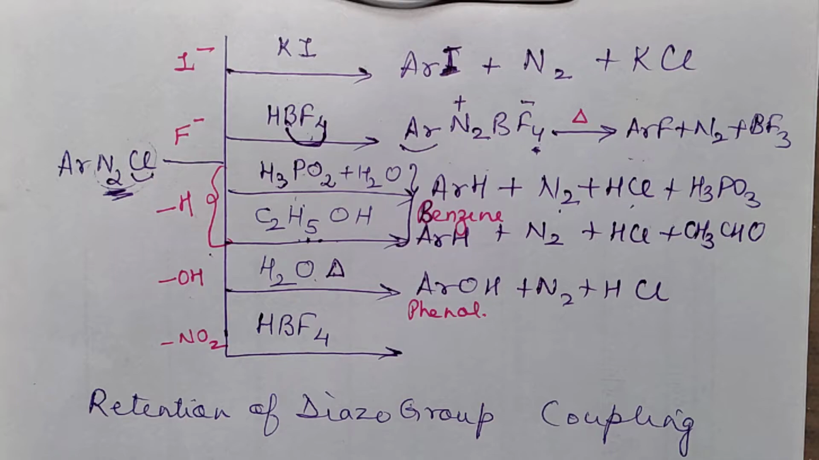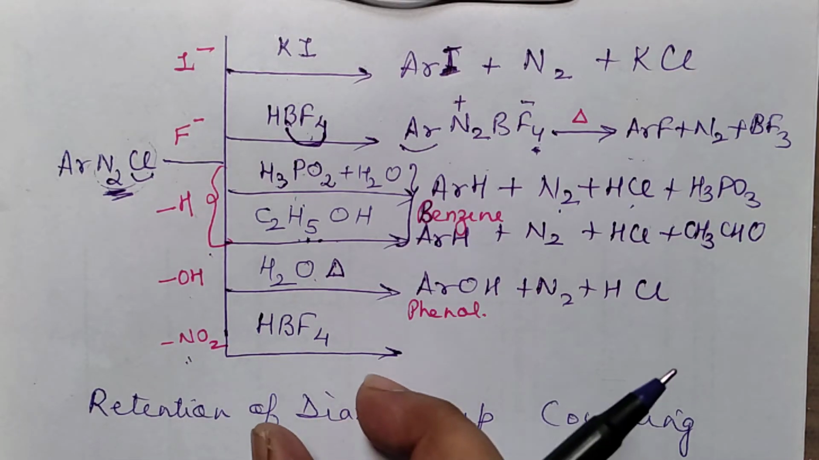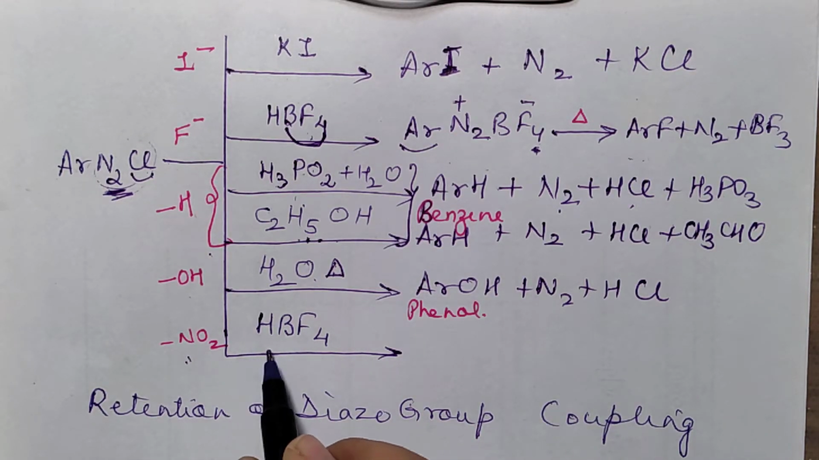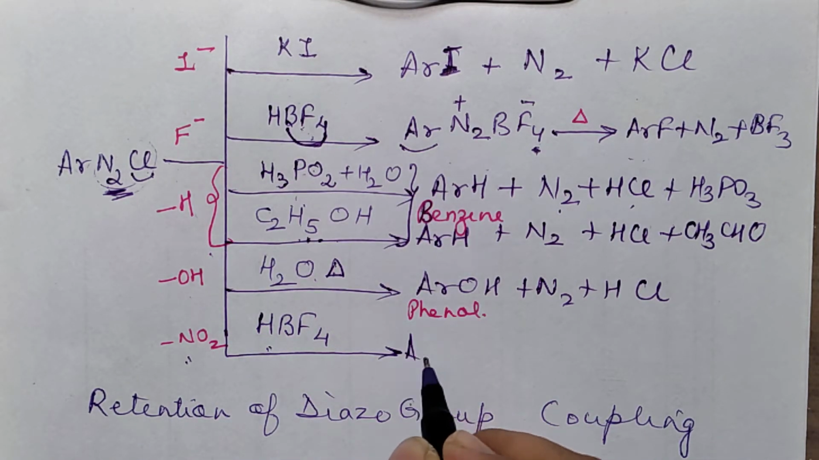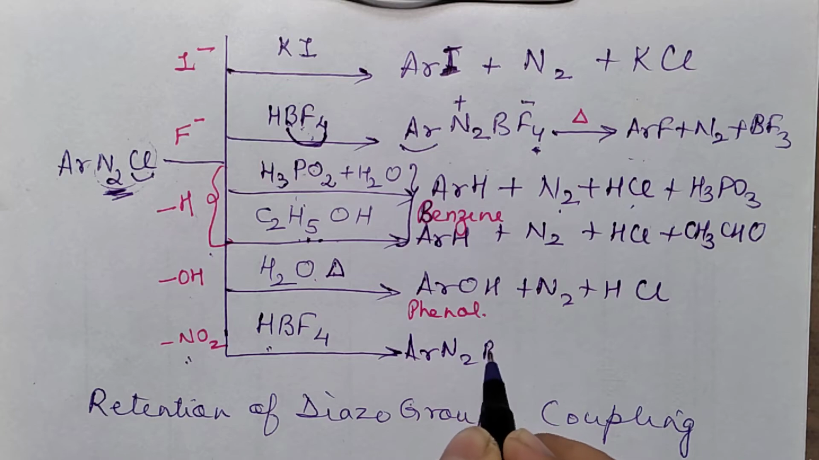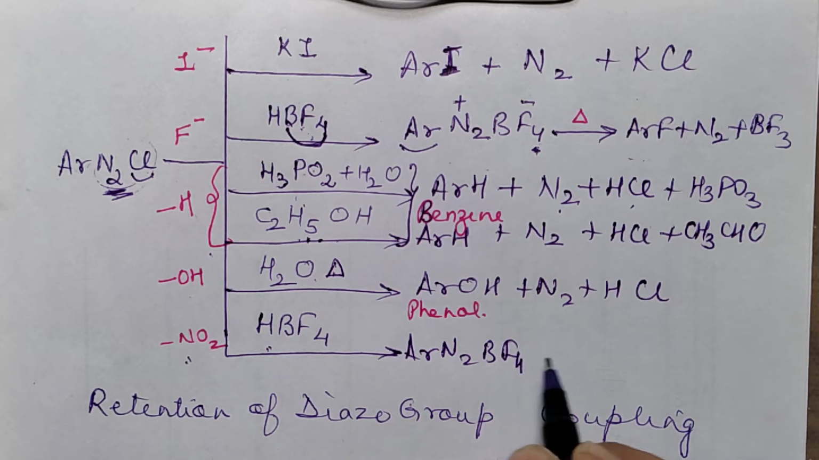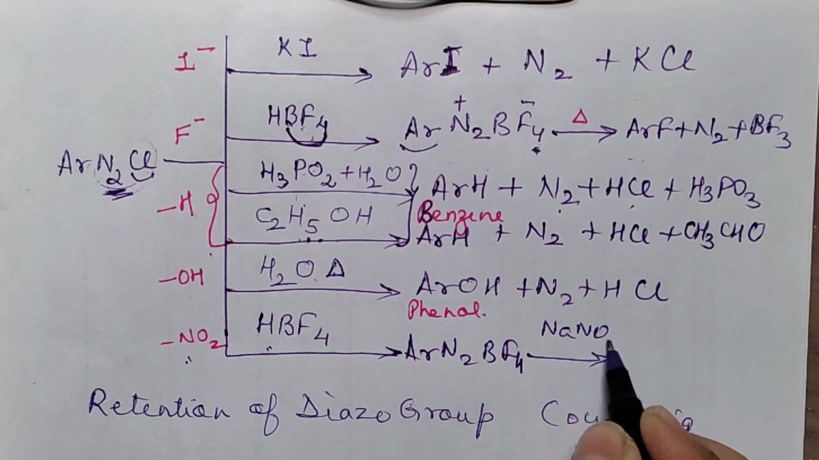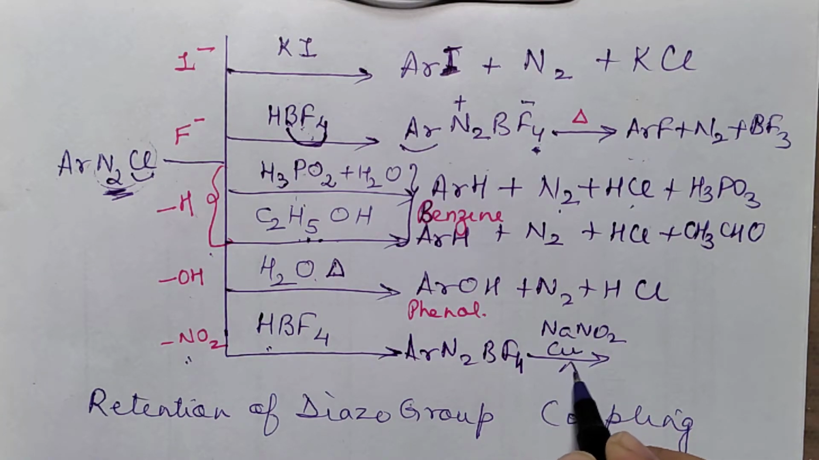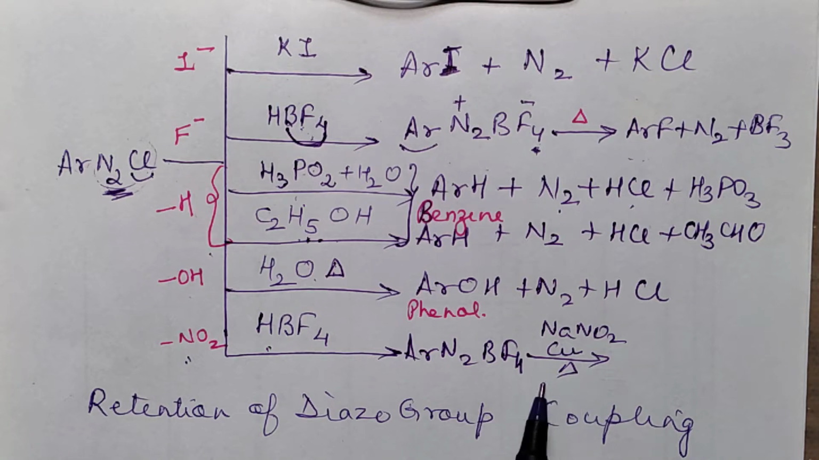Then it is easy. The next one is nitro. I just wrote one part of it. This already we discussed that if we are using HBF4, what are you getting? You are getting ArN2BF4. Right? Then this thing is to be further treated with NaNO2 in the presence of copper. Right? In the presence of copper and NaNO2, this thing is to be heated.